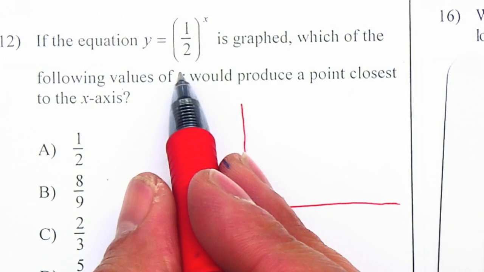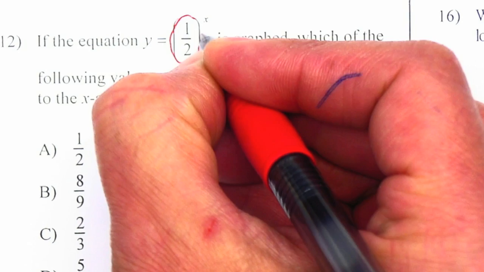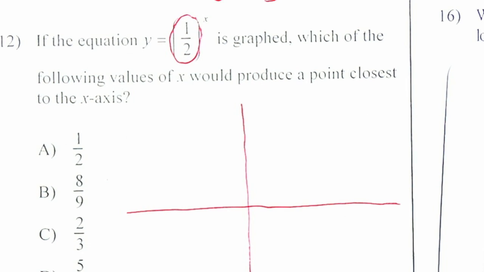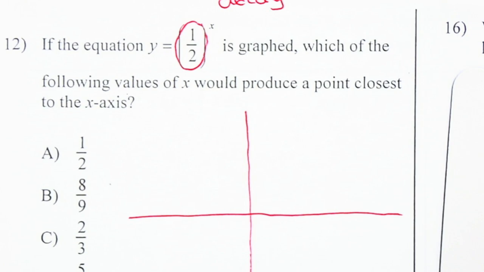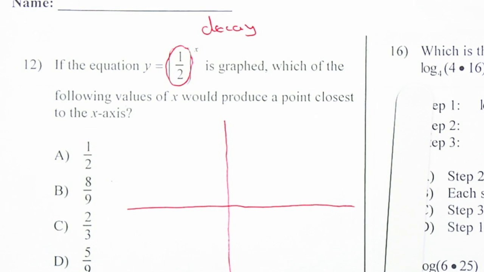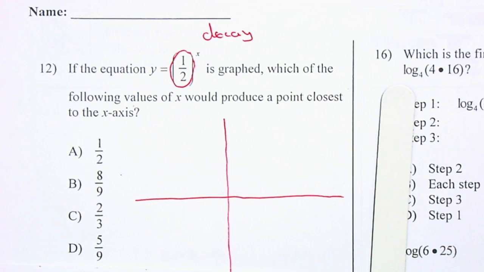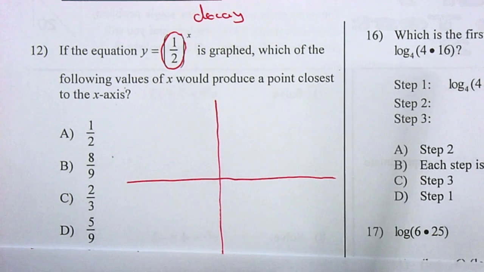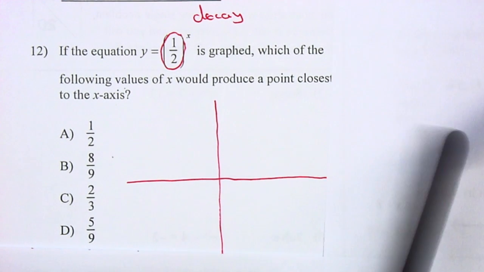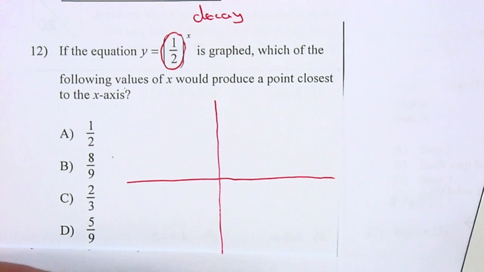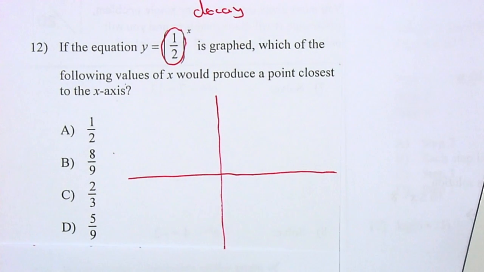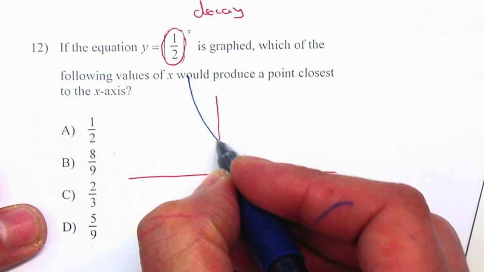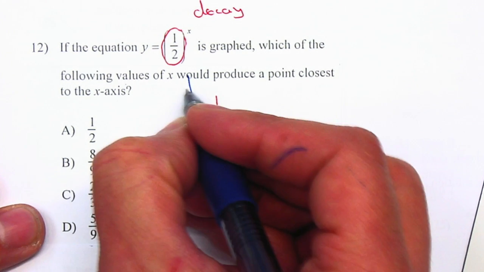This is an exponential function. Because the 1/2 is less than 1, this is going to be a decay. Do you guys remember what a decay graph looks like? A decay should be decaying from left to right, so it should get closer and closer to the x-axis as you go towards the right.